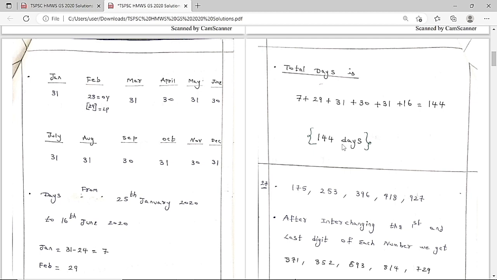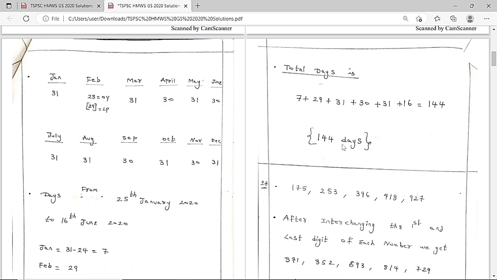Leap year means, I already told you, any year which is divisible by 4 is called a leap year, and the remaining years are called ordinary years. So if any year is divisible by 4 then it is called a leap year. For a leap year February has 29, but for an ordinary year it has 28. These things you always have to keep in your mind.